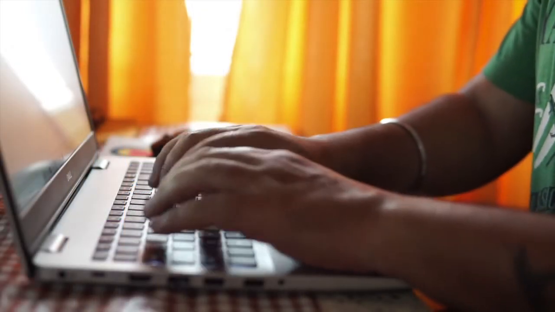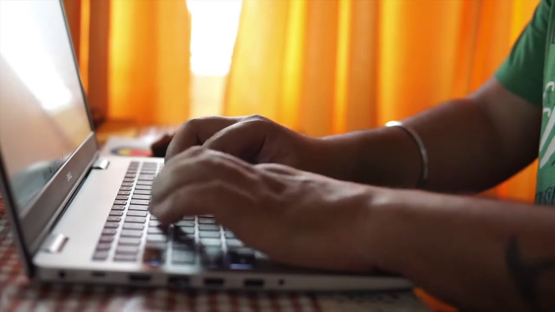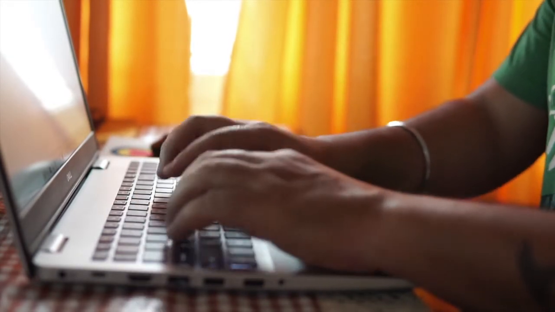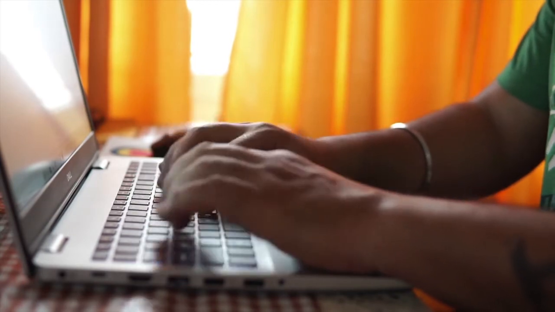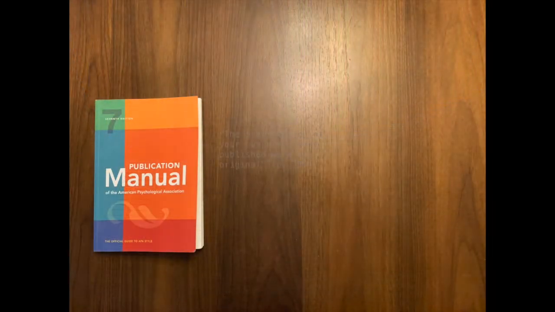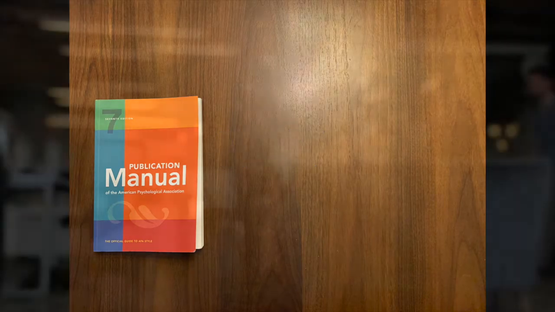Have you ever read a publication by a scholar and noticed that they reference themselves? There's a reason for this. It's not shameless self-promotion. Rather, the author is avoiding self-plagiarism. APA 7th edition defines self-plagiarism as, quote, the presentation of your own previously published work as original. Doing this is an unethical practice because it makes the information or findings you present appear more replicable or your conclusions more strongly supported.